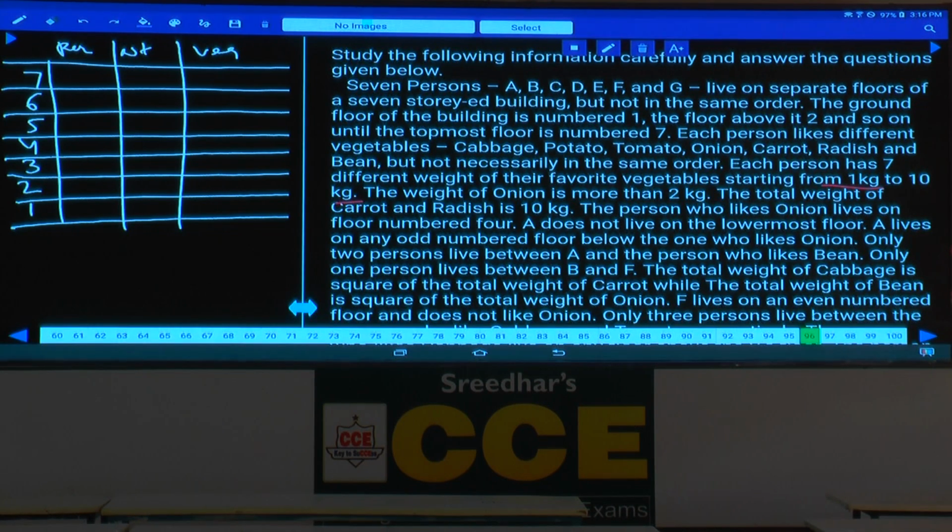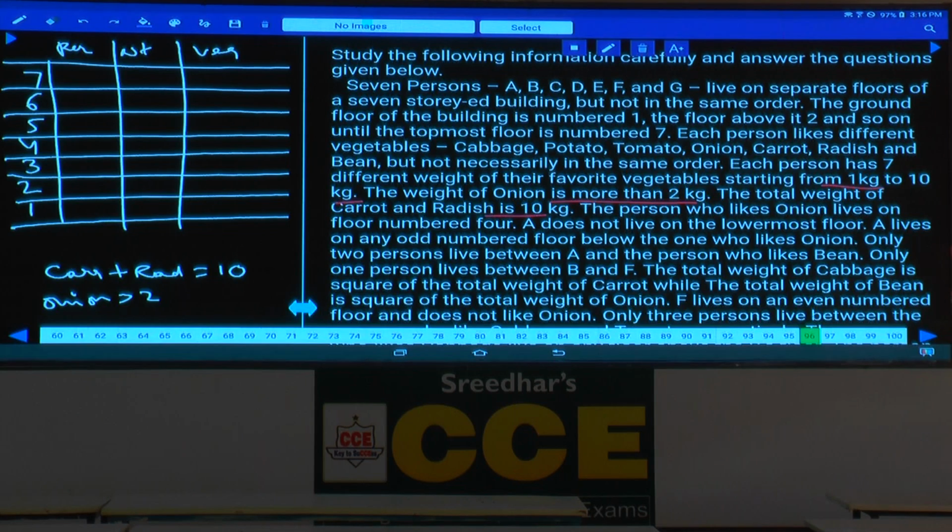The weight of onion is more than 2 kgs. What is the weightage of this onion? Onion is greater than 2 kgs. The total weight of carrot and radish is 10. Carrot plus radish, what is the total weight? The total weight is 10.